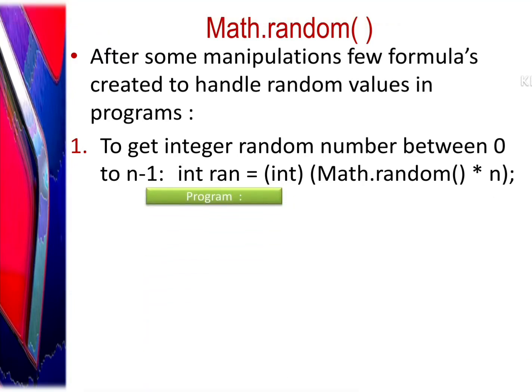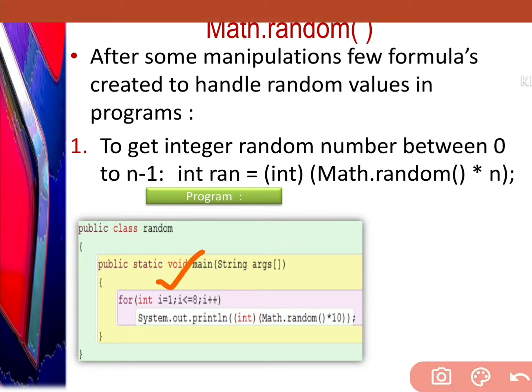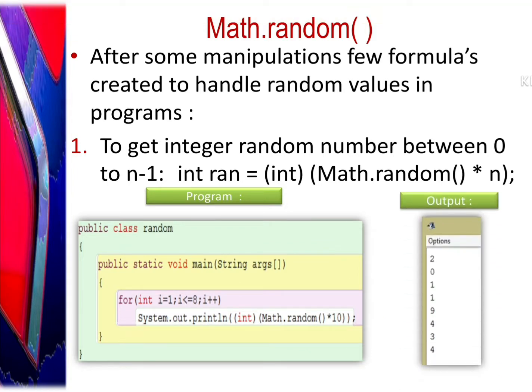See, I created a program for you all, so that you can judge what I'm saying and what I'm getting from my program. This time I created a loop from 1 to 8, increasing by 1, counting till 8, and I'm going to display each and every value on a different line, 8 times. See what I am getting as output. First value is 2, then 0, then 1, 1, 9, 4, 3, 4. Minimum value is 0, maximum value is 9.